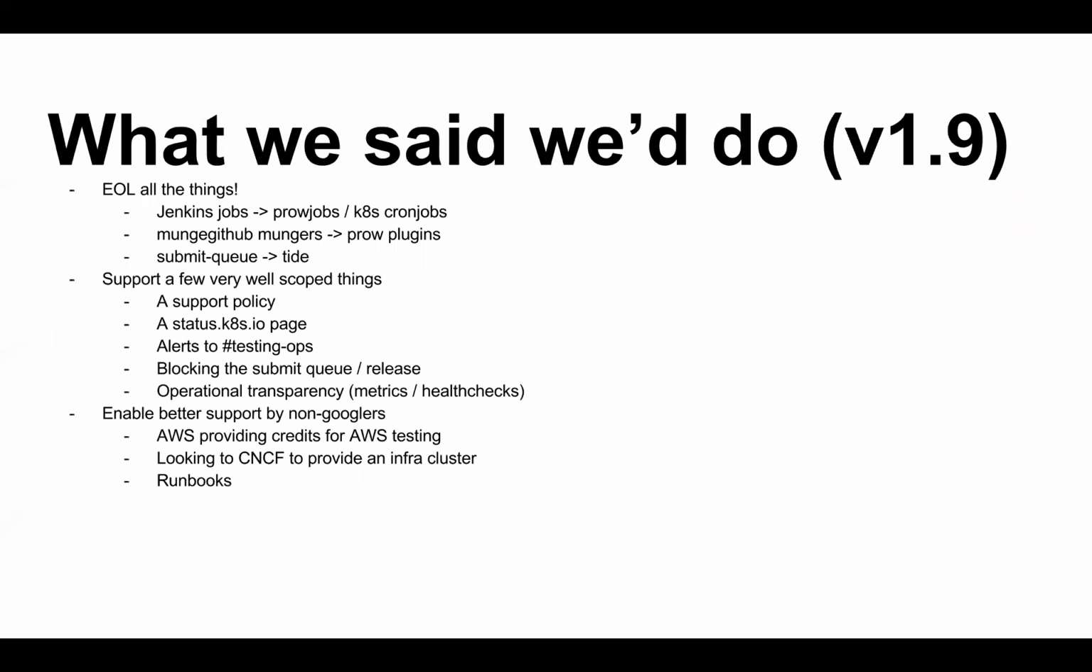And then the final thing is, at a community meeting, this was the list of stuff that I said we'd do for 1.9: basically end of life as much as we could, start to put together a really well-defined support policy, and enable better support by non-Googlers.